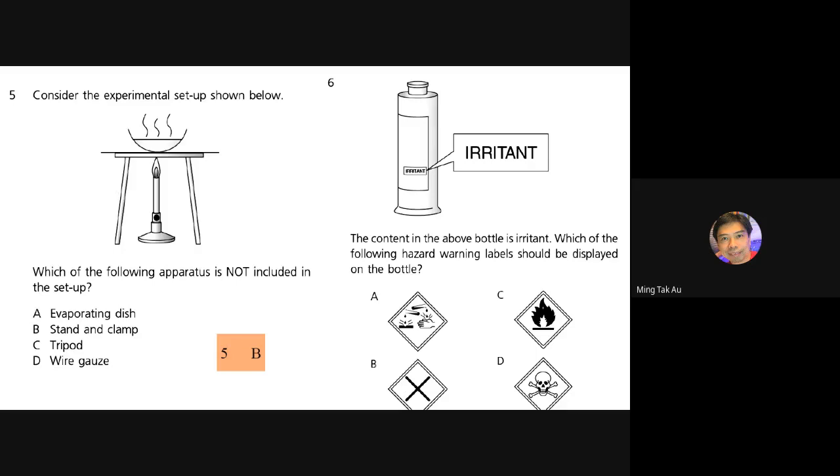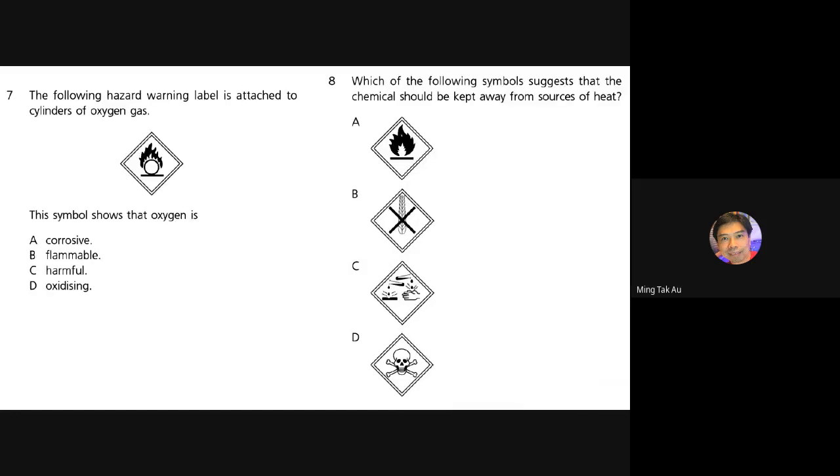Okay, next one, question 6. Okay, the contents in the above bottle is irritant. So, which of following hazard warning labels should be displayed? It has irritant. So what is your answer? Class number 24, Trevor. B. Boy, correct. Okay, 7. So what is your answer?